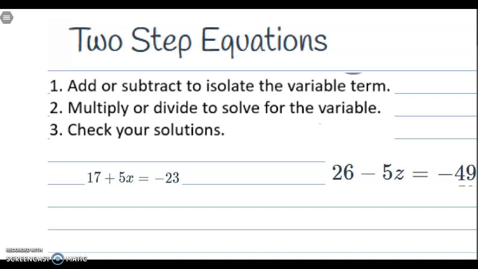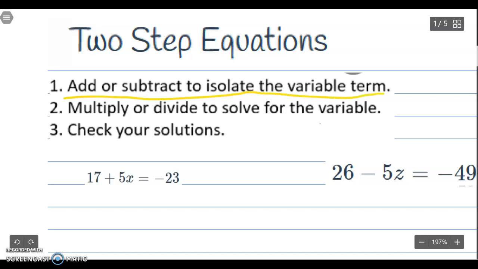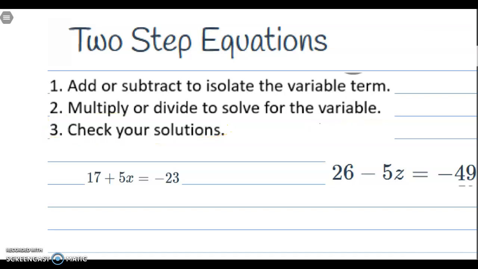Today we're looking at doing two-step equations. As the title says, there's two steps to these, even though I've got three steps here. The first step is to add or subtract to isolate the variable term. The next step is to multiply or divide to solve for the variable. And then the third step is to check your solution. All right, so let's take a look at our first example.